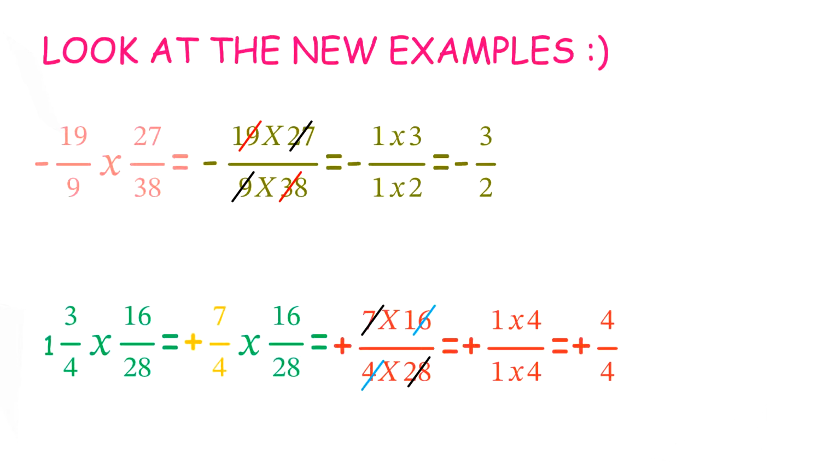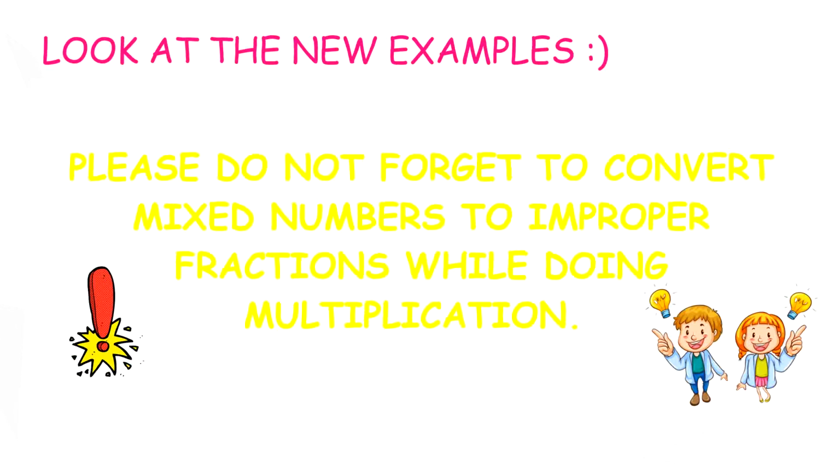What do you think? Oh yes, we can do one last simplification by dividing both numerator and denominator by 4, because we know 4 over 4 is equal to 1. Please convert mixed numbers to improper fractions while doing multiplication.